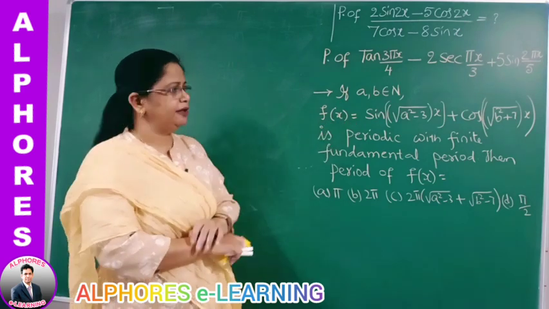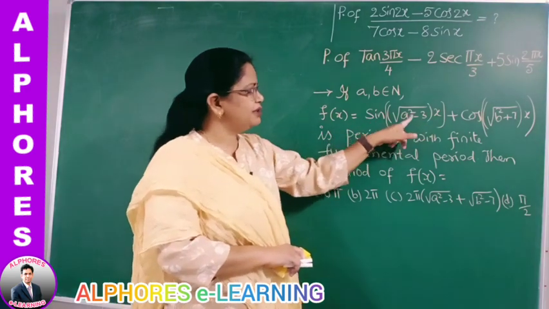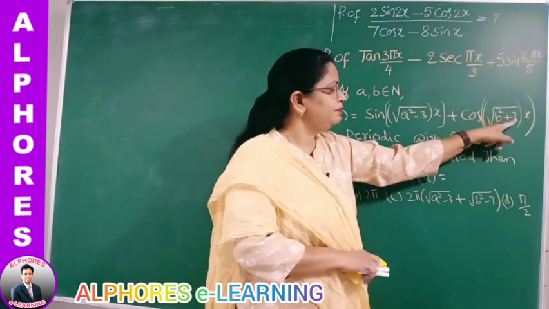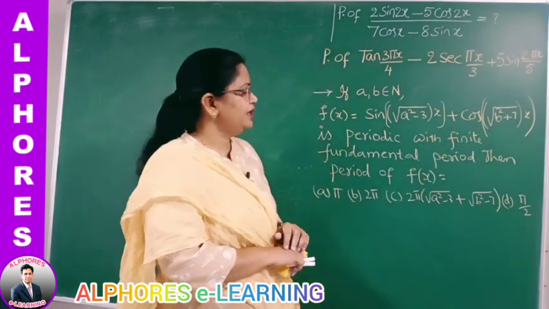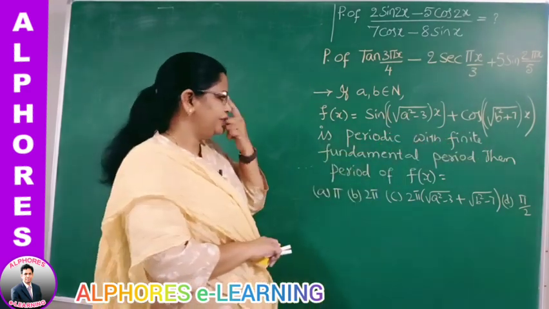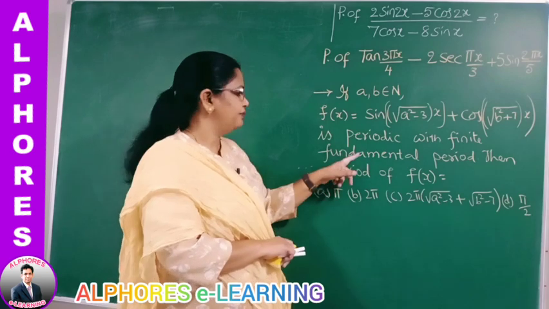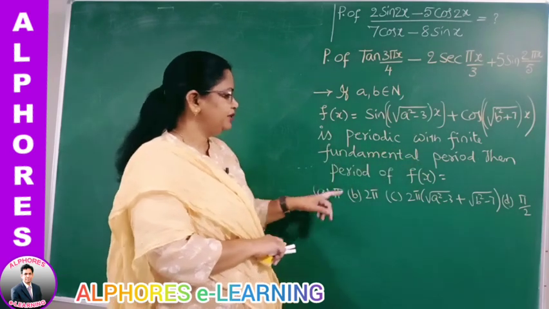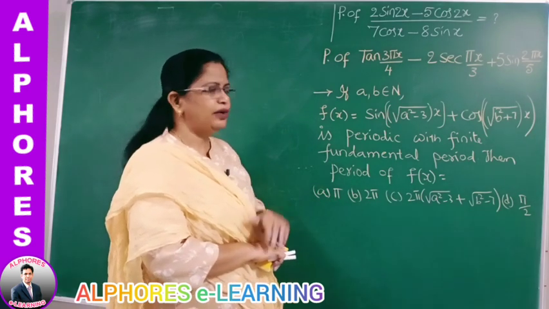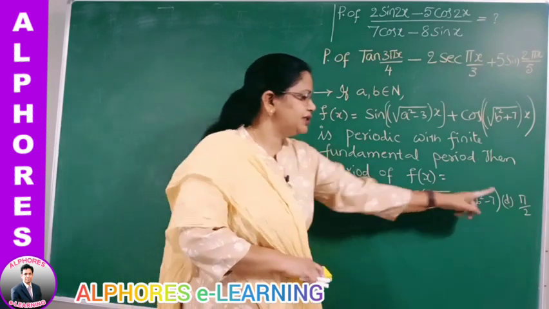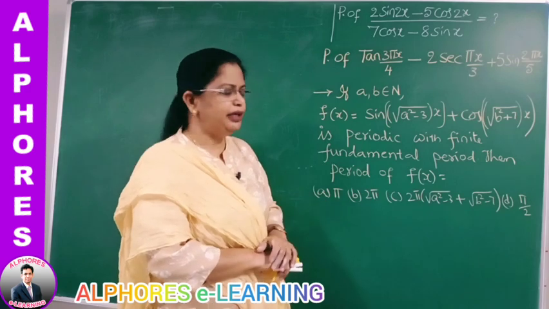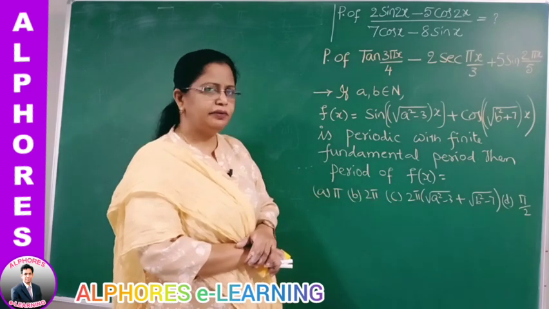And next let us observe this problem, one of the standard model problems. A function is given here: sin of root of a square minus 3 times x, and cos of root of b square plus 7 times x. So here, our unknown values are a and b. Now this function is periodic with finite fundamental period. Then the question is, what is the period of f of x? Now students, observe how the options are. 3 options are given independent of a and b, and only one option is given in terms of a and b.